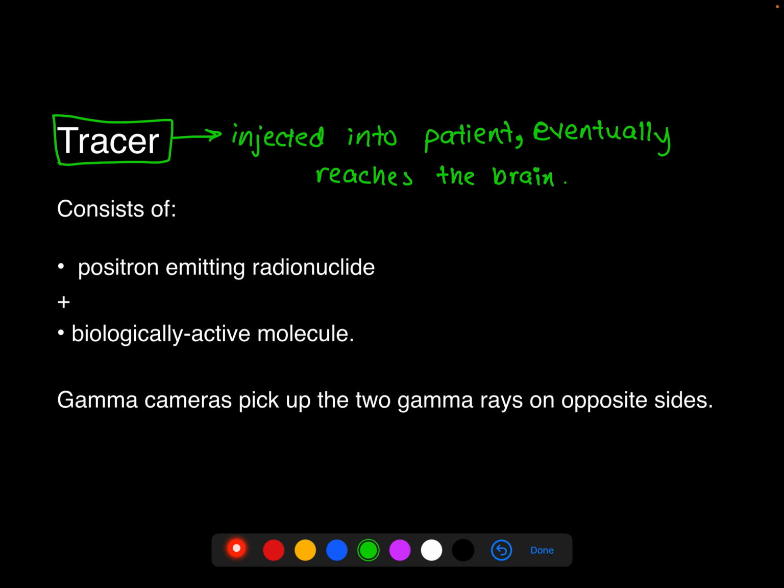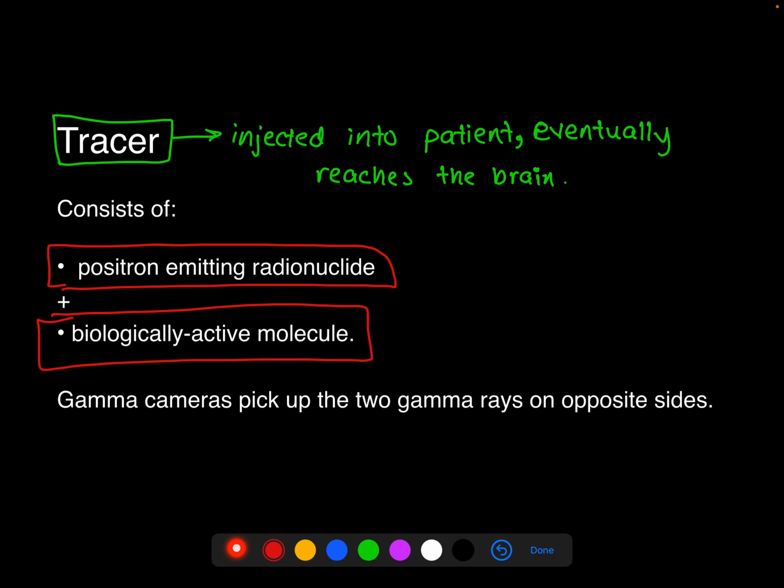Okay, so what does the tracer consist of? It consists of two main molecules. First is what we just discussed, the positron emitting radionuclide. And second is a biologically active molecule. Biologically active molecule is just something that gets metabolized, or in even simpler words, used somewhere in the body. This is to ensure that the tracer just doesn't go in random directions.